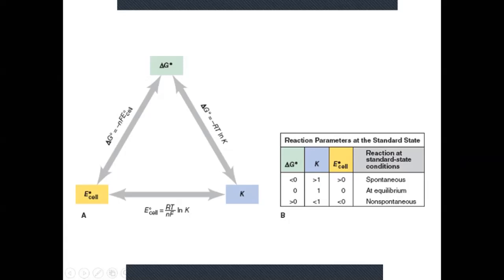And this shows you the equations needed to calculate between the different variables. So if you have E of cell, you can calculate K and delta G. If you have K, you can calculate E of cell and delta G. And of course, if you have delta G, you can calculate E of cell and K.